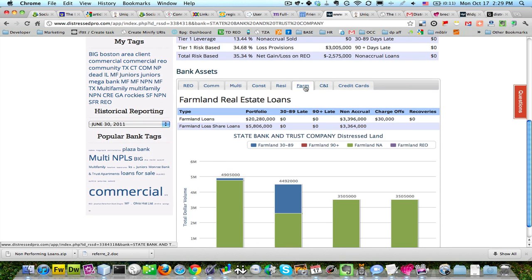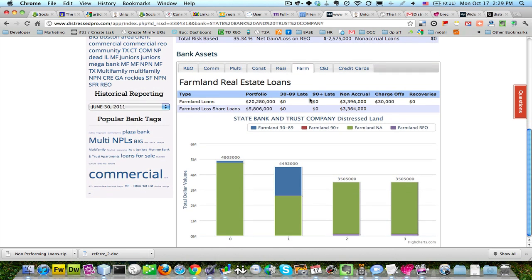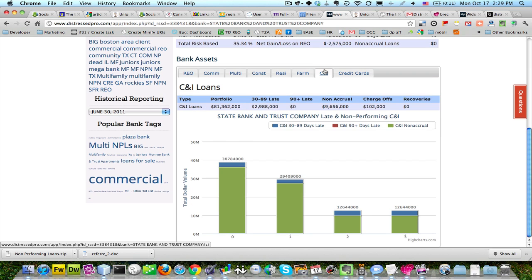Then farmland or agricultural, this stuff actually is pretty hot. It's sort of a pretty narrow niche, and you've got to be out there in the west or the middle of the U.S. really to capitalize on this. But farmland is hot right now. Here's C&I. These are commercial and industrial loans. These are business loans that aren't secured by real estate.